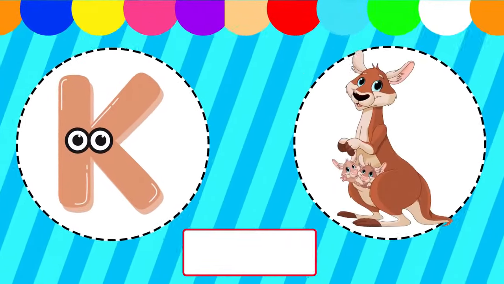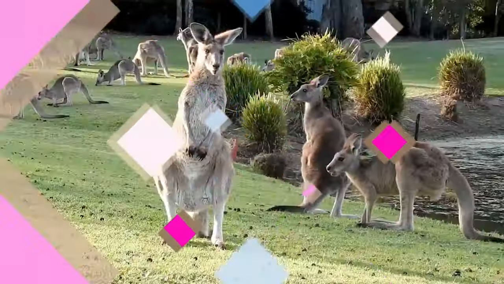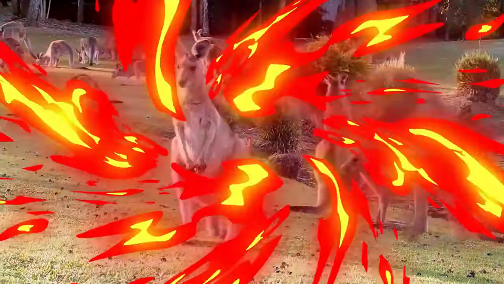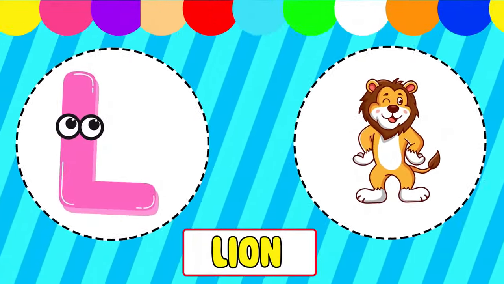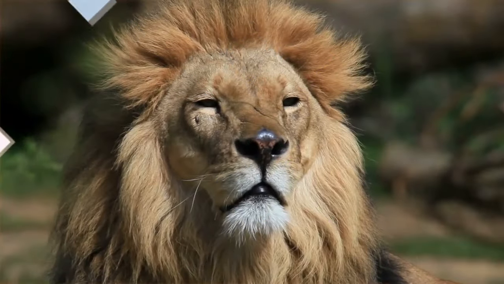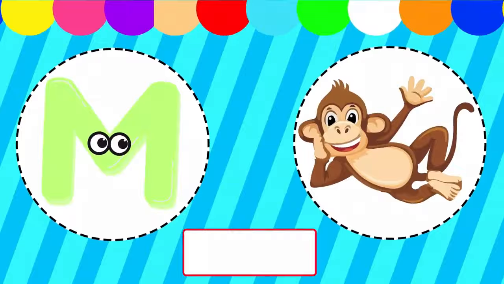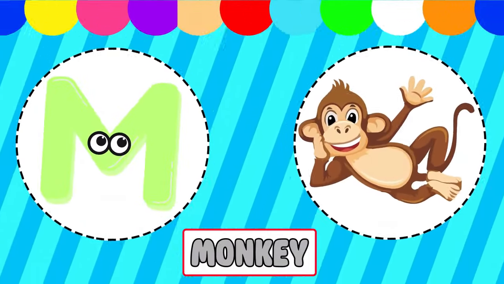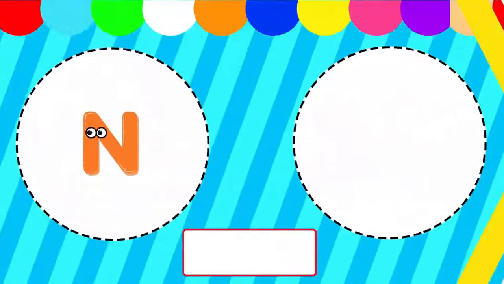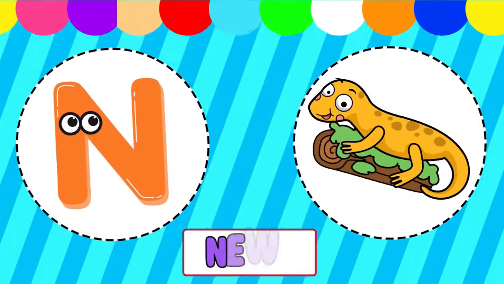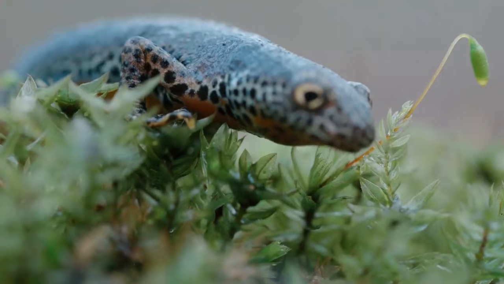K. K for kangaroo. Kangaroo. L. L for lion. Lion. M. M for monkey. Monkey. N. N for newt. Newt.